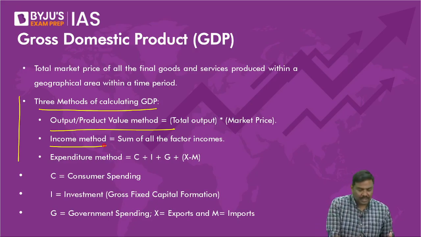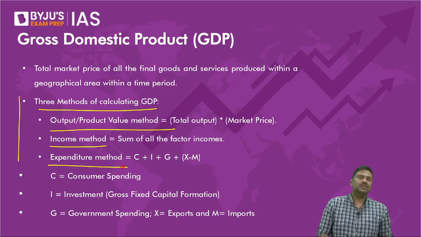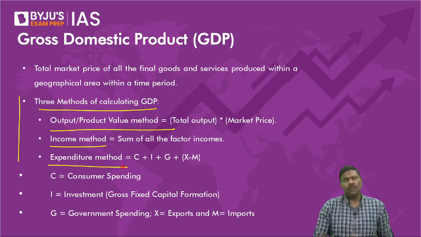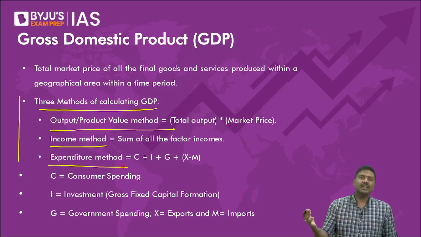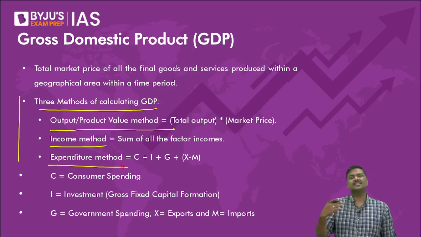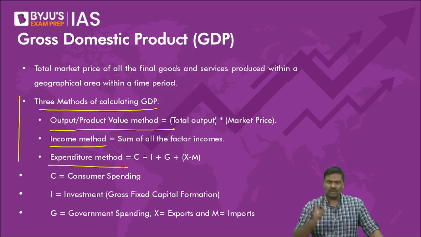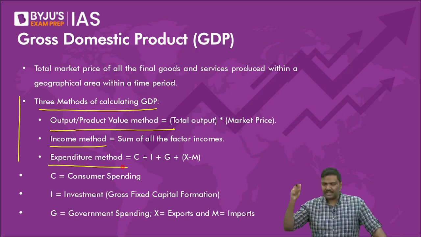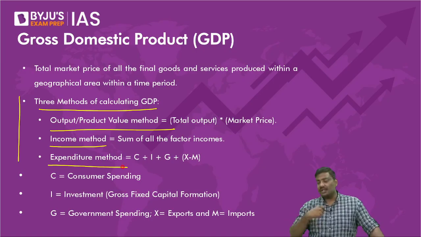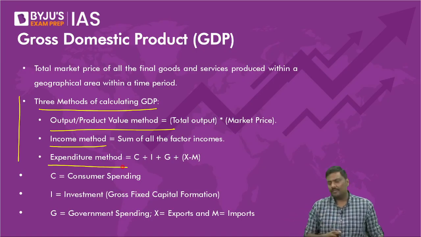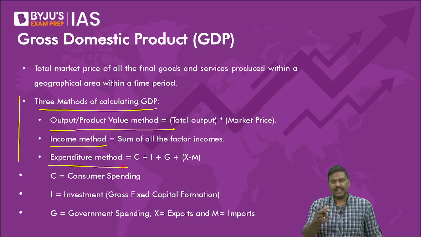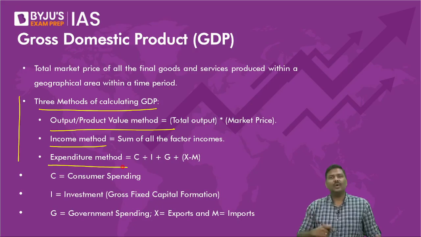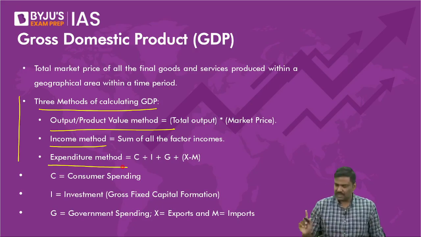Third one, expenditure method. What is this expenditure method? Whatever is the total expenditure in India on final goods and services, get the sum total of it. And because this is the total expenditure on all the goods and services in India, what you do is basically you subtract the value of imports and you add the value of exports.